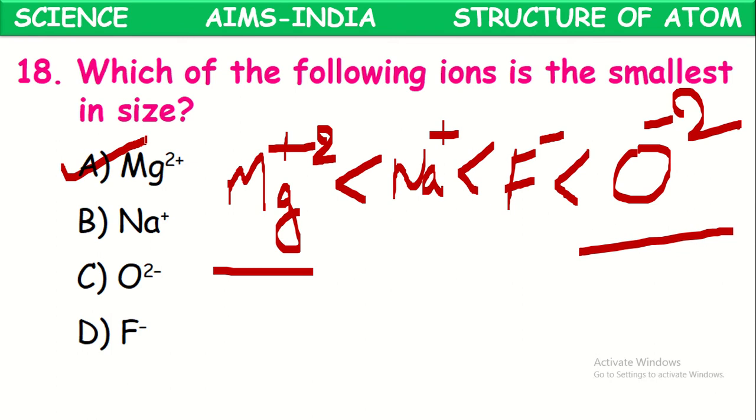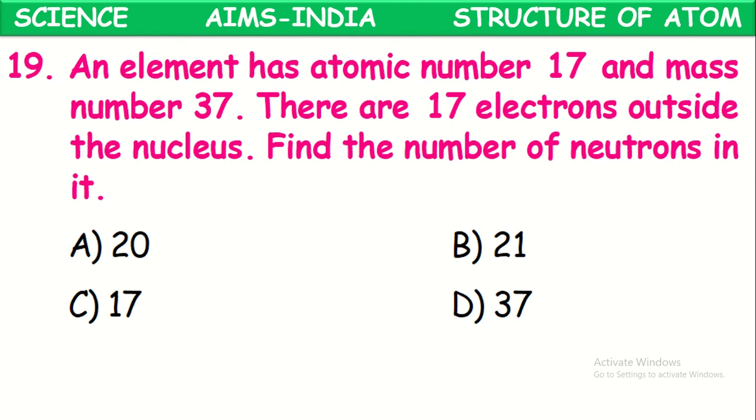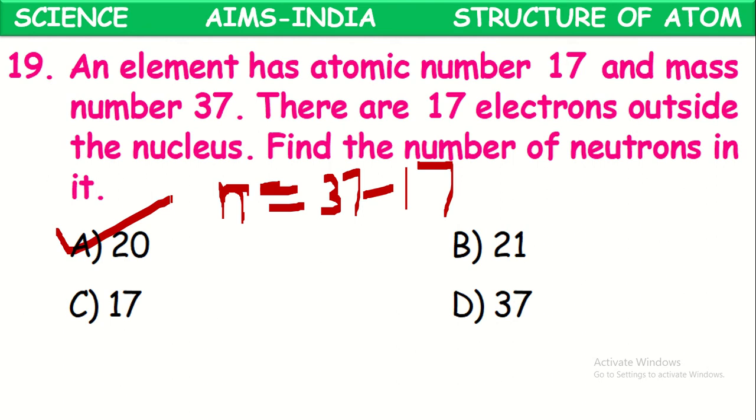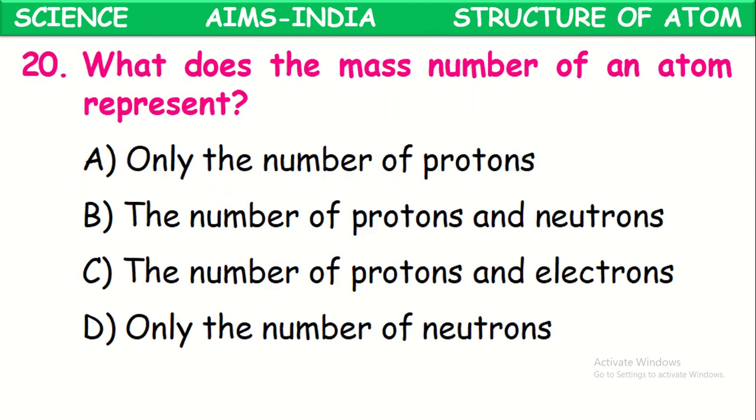Okay. Next, an element has atomic number 17 and has mass number 37. There are 17 electrons outside the nucleus. Find the number of neutrons. So what is the formula to calculate the number of neutrons? Mass number minus atomic number, simply, isn't it? Number of neutrons is equal to mass number minus atomic number. Atomic number they have given already as 17. Then what will be the number of neutrons? 20.